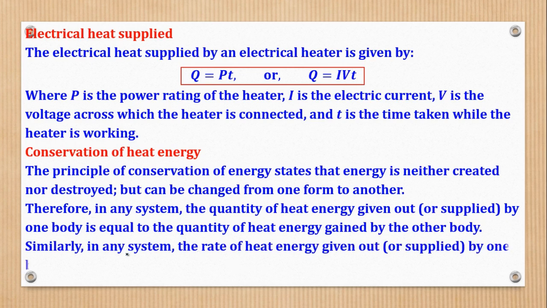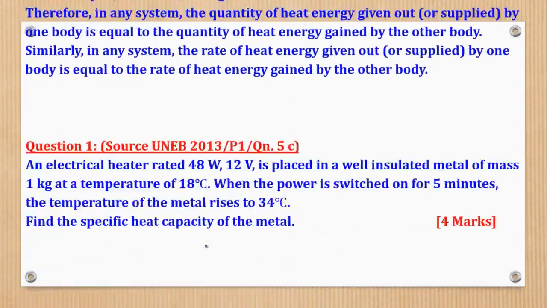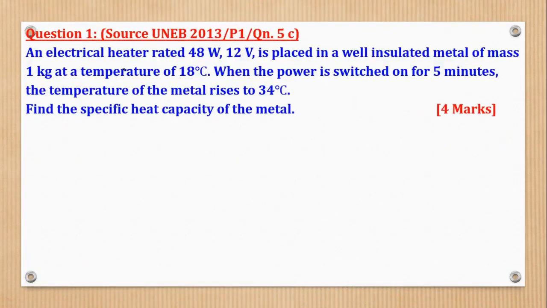Similarly, in any system, the rate of heat. Now when we say rate of heat, it means power. So the rate of heat energy given out or supplied by one body is equal to the rate of heat energy gained by the other body. We shall see what that means when it comes to calculations, and let's start our calculations.